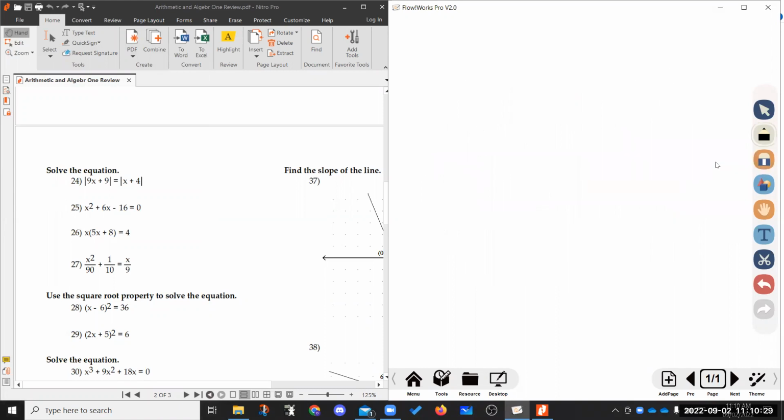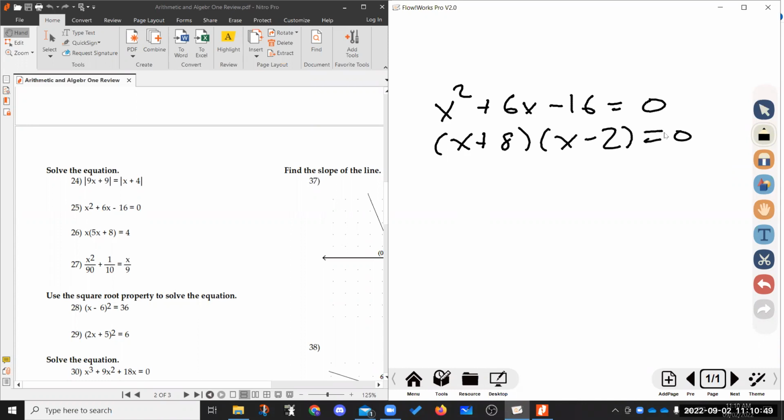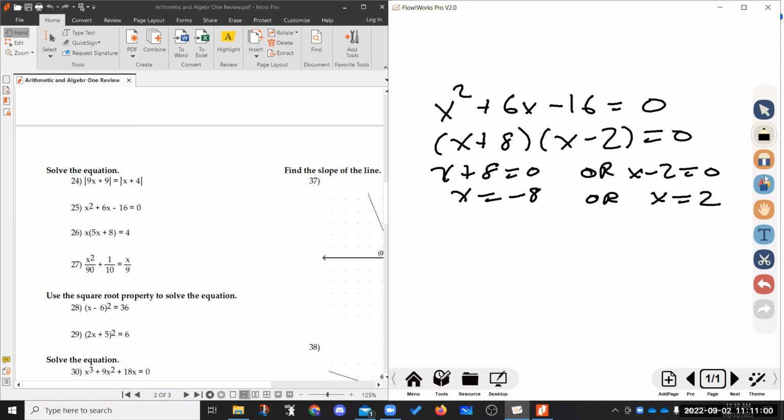Let's clear this. x squared plus 6x minus 16 equals 0. x plus 8, x minus 2 is equal to 0. x plus 8 equals 0, or x minus 2 equals 0. x equals negative 8, or x equals 2.